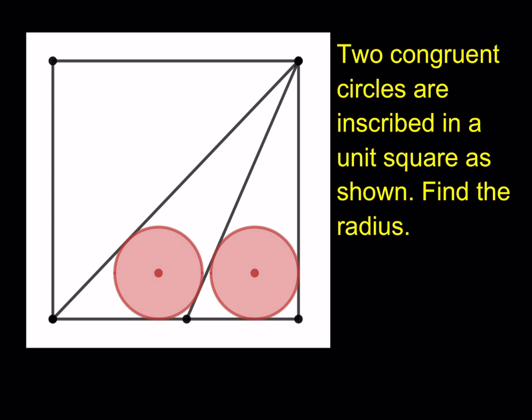So we have two congruent circles and a unit square. One of the diagonals of the square is drawn, and then as you see here, two congruent circles are inscribed and we're supposed to find the radius. What makes this one so special is that the circles are congruent. Okay, let's proceed.